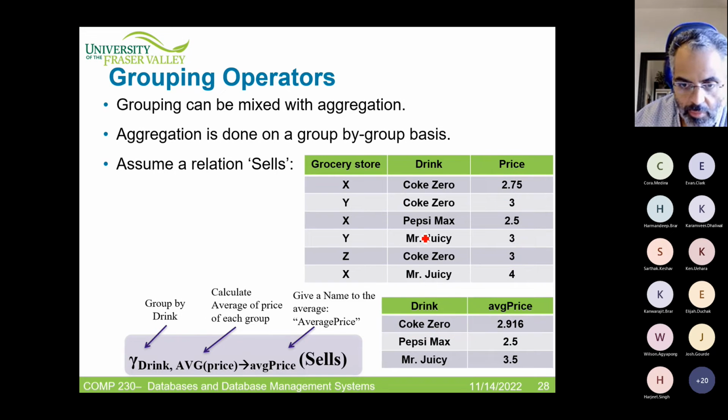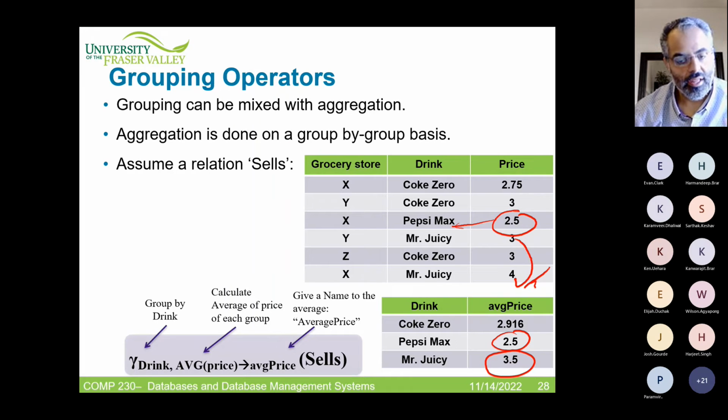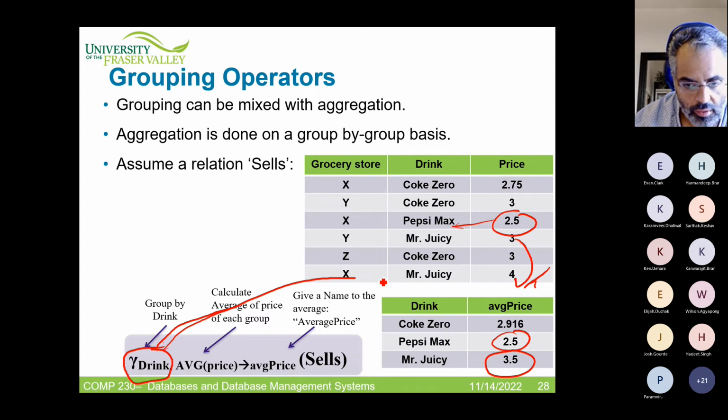And then Pepsi Max, I have only one value, so I keep it, this is the average. Mr. Juicy, I have this and this. I divide by 2, I get this value as the average price. So the average price here is being calculated per category, which is the group by that I have already defined. And whenever I set a group by drink, as if I'm making a projection per drink, it will automatically be in the final result, as we see here. And then we get the aggregation function per group, not over the whole values in this case.